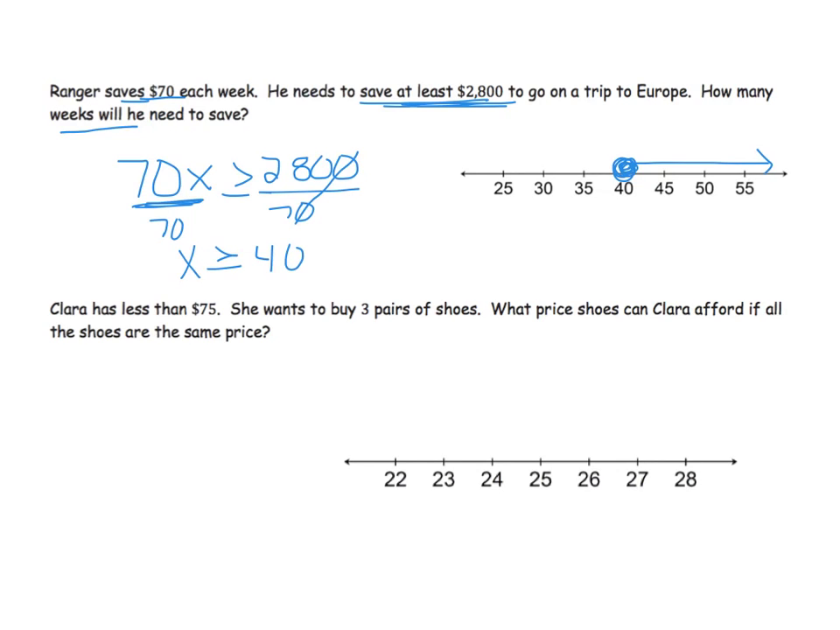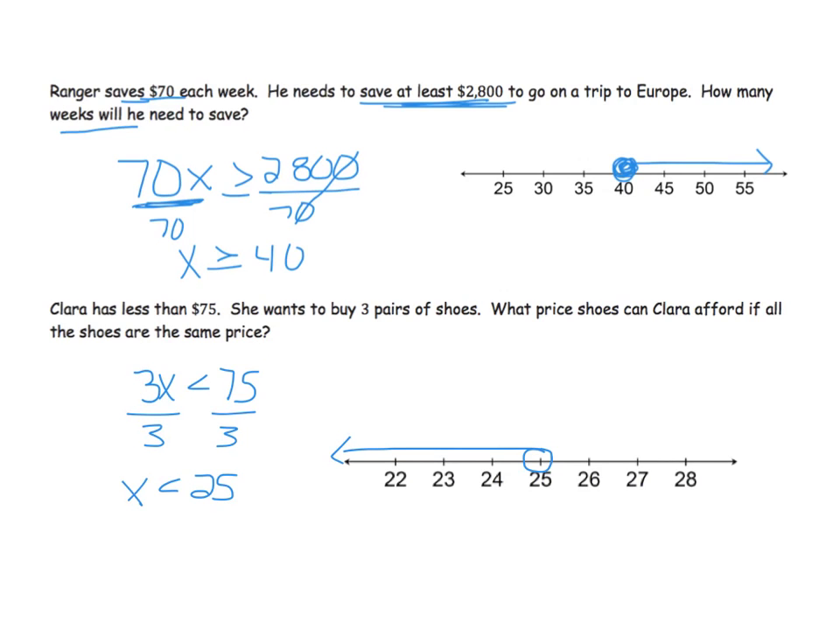Can you pause and try this next one by yourself? Okay, so this is what I came up with. Clara has less than $75, so she doesn't have quite $75 to spend, and she wants to buy 3 pairs of shoes. So what can she afford? How many can she afford if they're all the same?